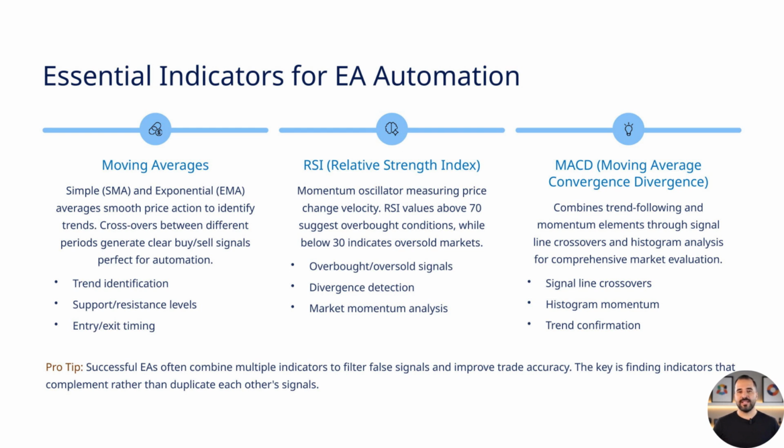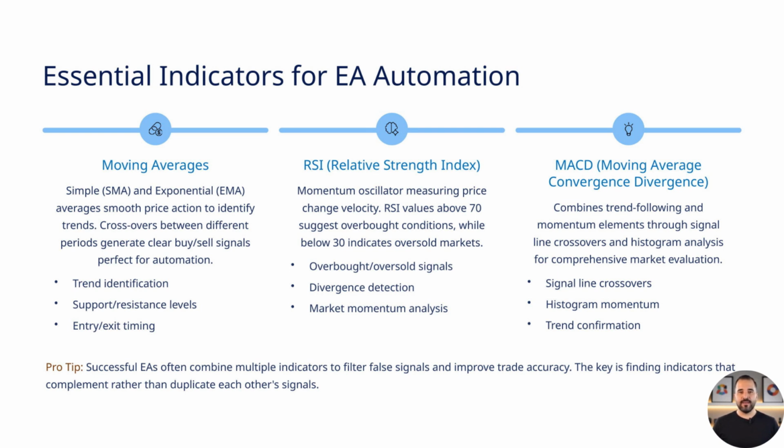The Relative Strength Index, RSI, measures price momentum by tracking the velocity of gains and losses. Values above 70 suggest overbought conditions where prices may reverse, while values below 30 point to oversold markets. RSI also detects divergences, when price makes new highs but RSI doesn't, which often signals trend weakness.